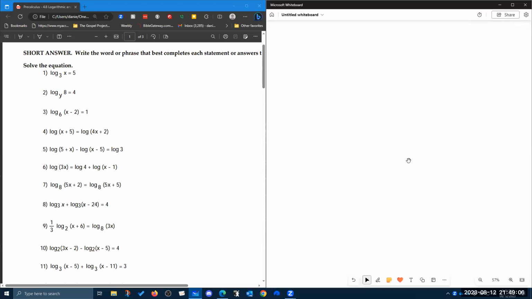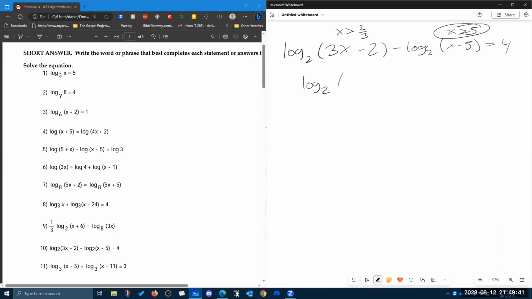We're on number 10 now. Log base 2 of 3x minus 2 minus log base 2 of x minus 5 is equal to 4. X greater than 2/3, x greater than 5. 5 is bigger, so there's my domain. Log base 2 of 3x minus 2 over x minus 5 equals 4.